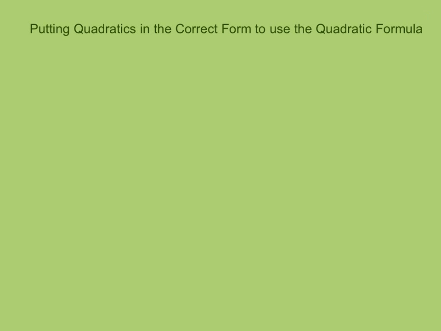This is a video to get you started on making sure that you know how to put quadratics in the correct form so that you can use the quadratic formula. Remember that the quadratic formula is what's going to help us find zeros. So we need to have a quadratic equation that ends in equals 0. Now if it's not already in that form, then you've got to do something about it.